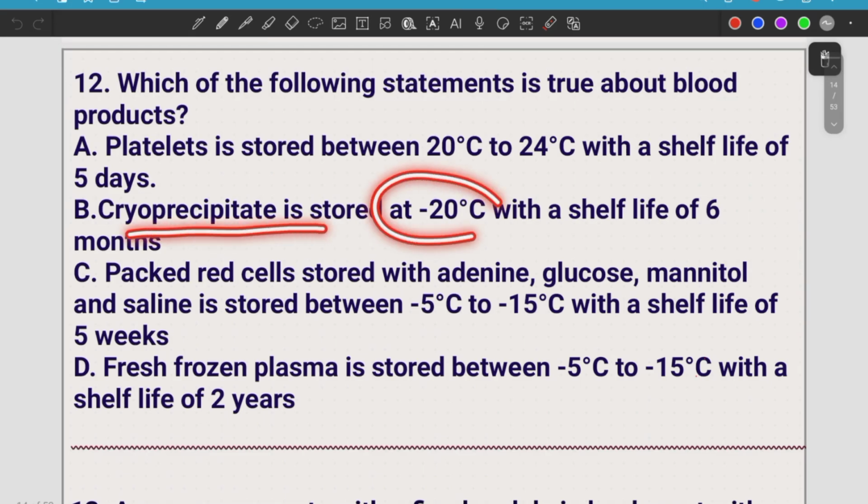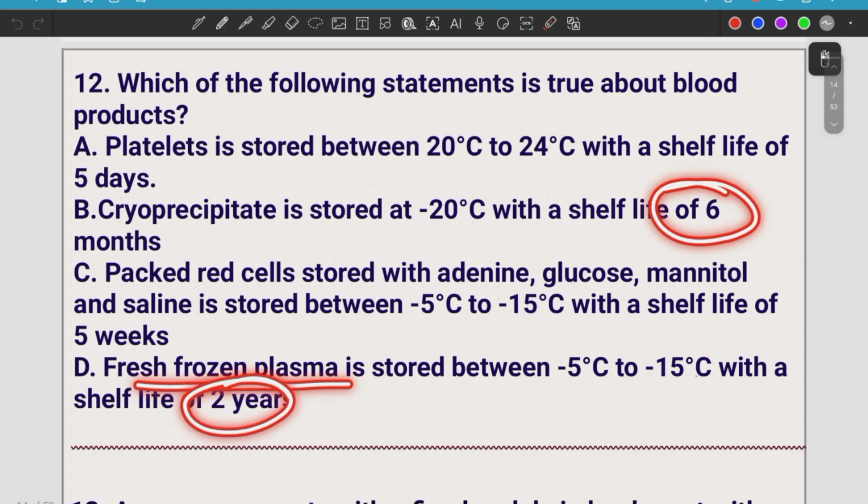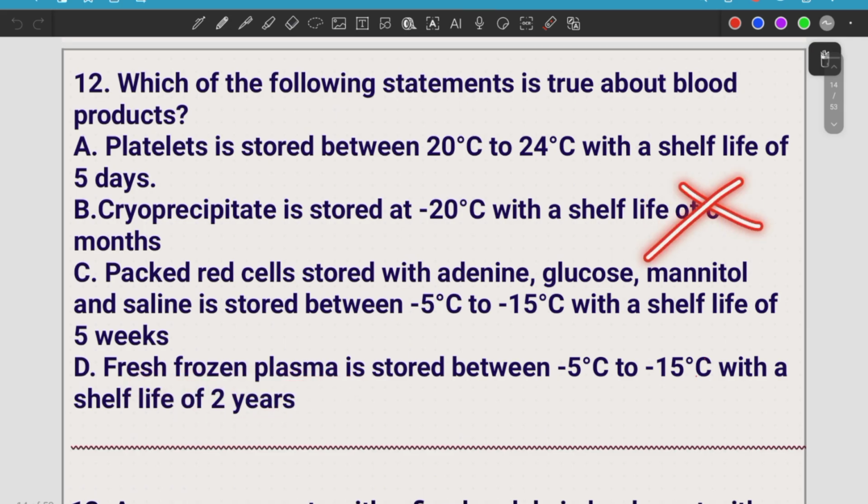Cryoprecipitate is stored at minus 20 degrees Celsius with a shelf life of 6 months. Cryoprecipitate and fresh frozen plasma for 1 year. See, fresh frozen plasma 2 years and cryoprecipitate 6 months. This can be ruled out. But what is the temperature that you can store up to? It is minus 30 degrees Celsius. Here they have given minus 5 degrees Celsius to 15 degrees Celsius. This is also wrong.